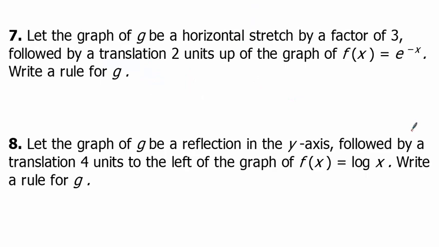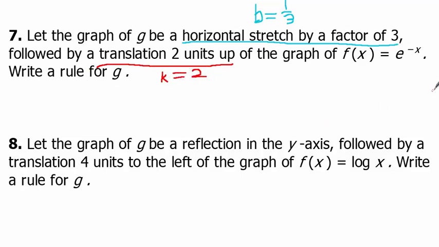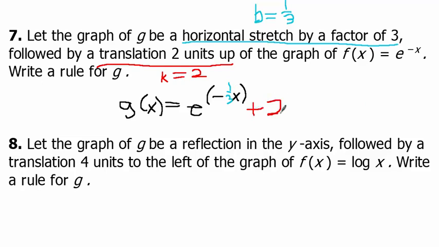Let's keep going with those. Horizontal stretch by a factor of 3. Horizontal stretches are B, and they're always reciprocals. Translation, 2 units up, that's K, and it is what it is. General form of the equation. So B, this is where the 1/3 goes, and K at the end tacked on.